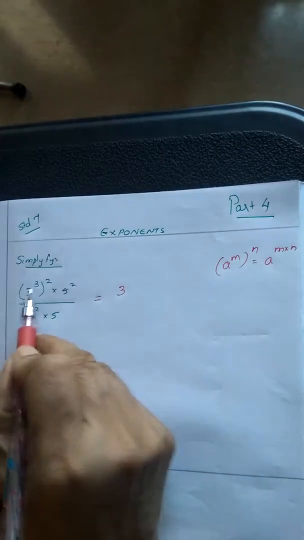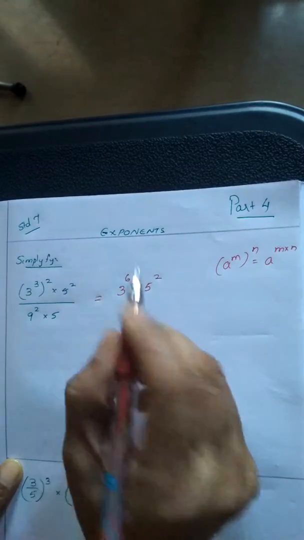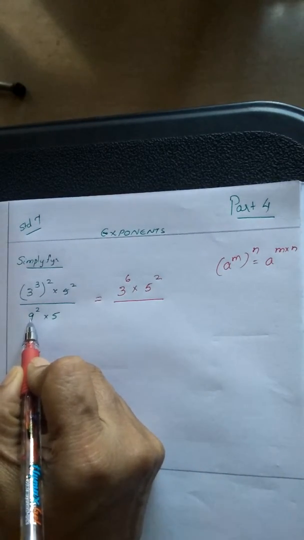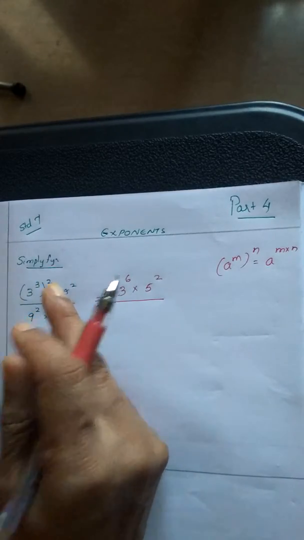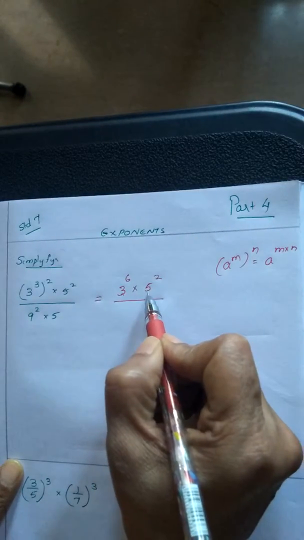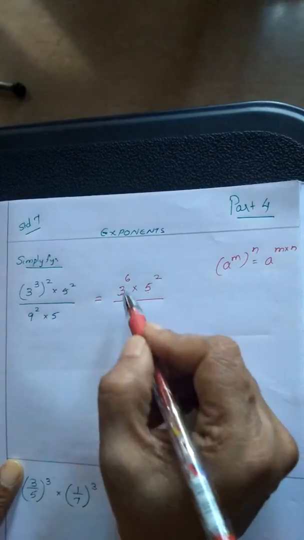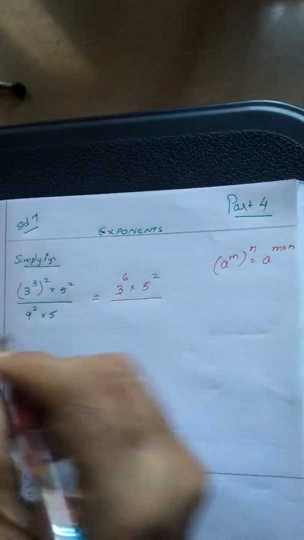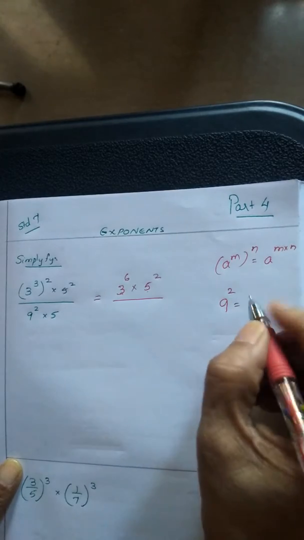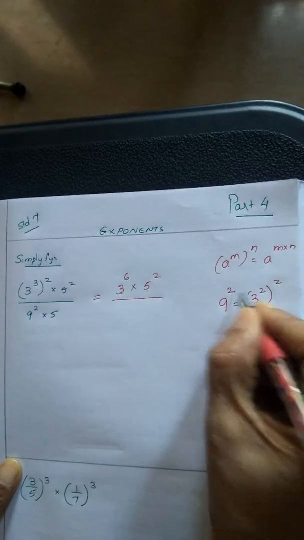This is 3 to the power of 3 into 2, 6 into 5 squared. We'll write it as it is. Now we have to convert 9 as 3 to the power of something, so that we can do the division. Here we have 3, here we have 5. So if we convert this 9 also to 3, then it will be easy to use our laws of exponents. So 9 squared can be written as 9 is 3 squared. So 3 squared the whole squared.